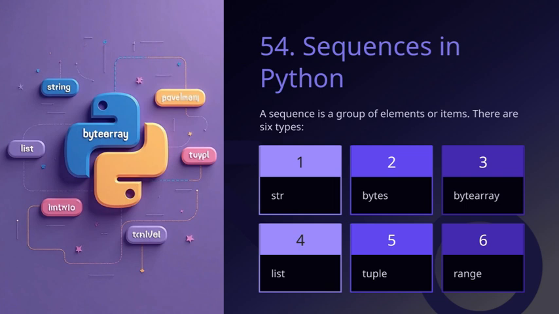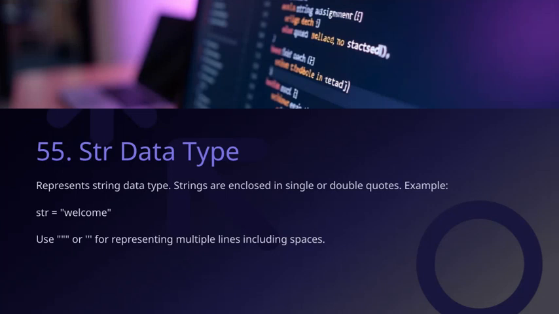These sequence types are fundamental because they help us organize and manipulate collections of data efficiently in Python. Understanding these different types allows us to choose the right one for our specific needs and makes our programming more effective. And that brings us to slide 58, where we wrap up our discussion on data types with strings.